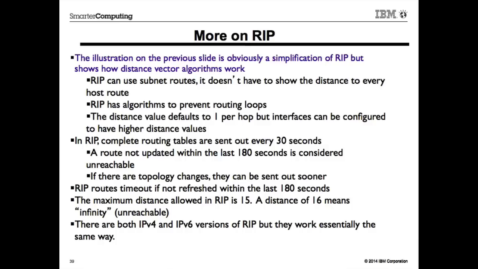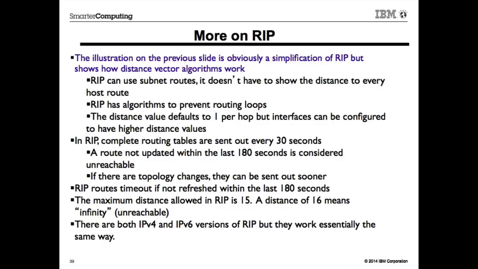Now RIP has algorithms to prevent routing loops. Another thing about RIP is the distance value defaults to 1 per hop, but interfaces can be configured to have higher distance values if you have a path you'd prefer. And then another thing about RIP is that the complete routing tables are resent every 30 seconds. So once this stabilizes and every host has a routing table with a bunch of routes, every 30 seconds they resend it to all their neighbors. If you don't hear from a route within 3 minutes, it's considered unreachable. That's called garbage collection. Now if there are topology changes, updates can be sent out sooner. But RIP routes time out if not refreshed within 180 seconds.